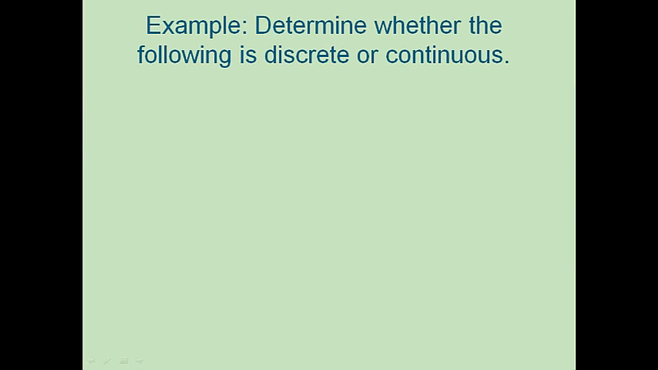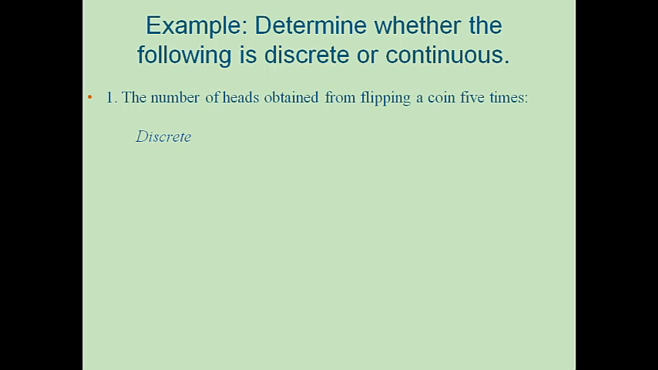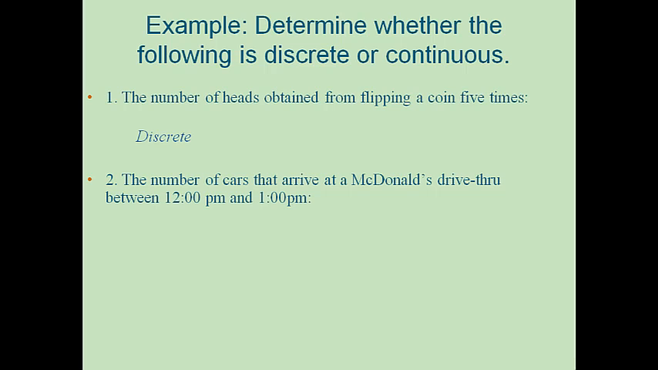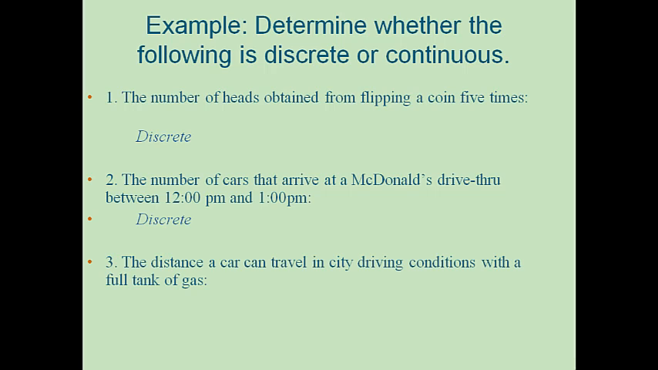In this example, we want to determine whether the following variables are discrete or continuous. So the number of heads obtained from flipping a coin 5 times. This would be discrete since we can do it 1, 2, 3, 4, or 5 times. We can count them. The number of cars that arrive at a McDonald's drive-thru between 12 and 1 p.m. This is again a countable number since we can't have partial cars pulling in, so it would be discrete. The distance a car can travel in city driving conditions with a full tank of gas. Here we can have partial values or decimal values, so this would be continuous.